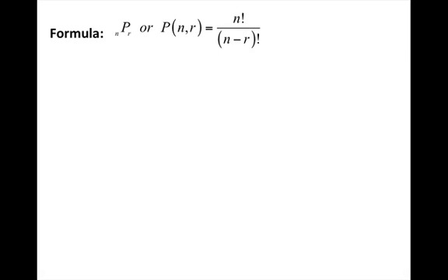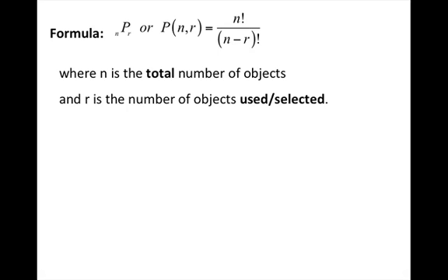The formula for a permutation is N factorial divided by N minus R factorial. So you take the total number of objects and use its factorial in the numerator. Then you subtract the 2 numbers, the total minus the number that you're selecting, and take the factorial of that difference. And as we mentioned before, N is the total number of objects, and R is the number of objects that we're using or that we're selecting.